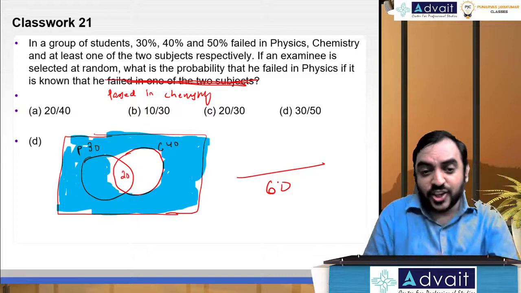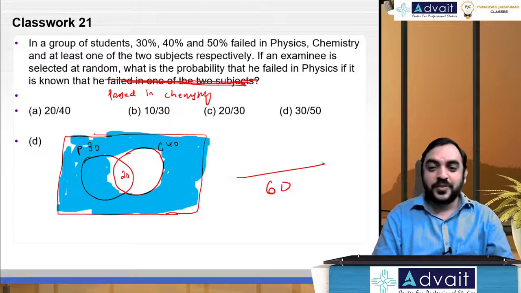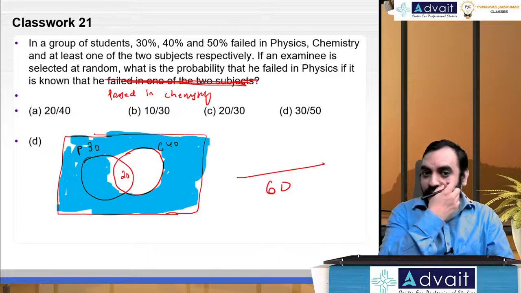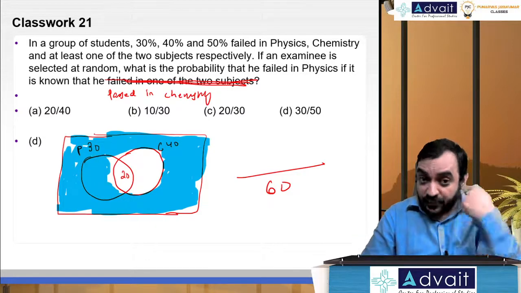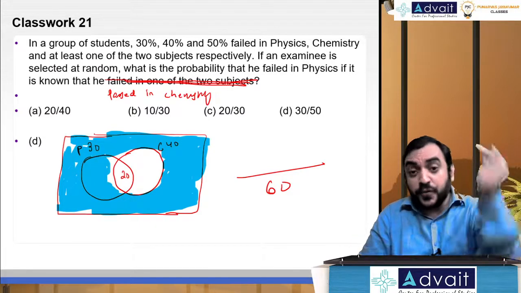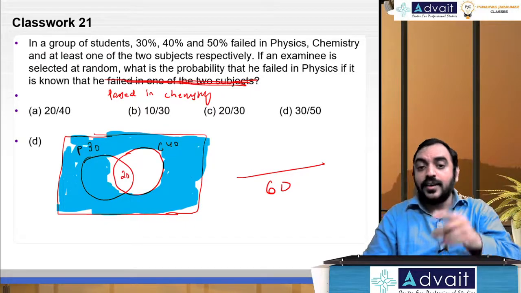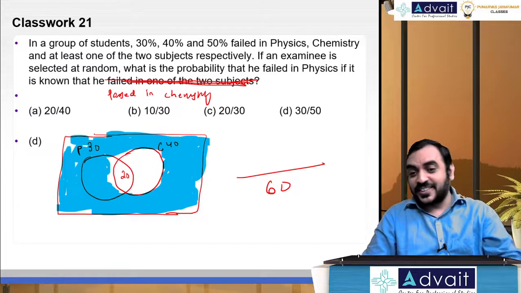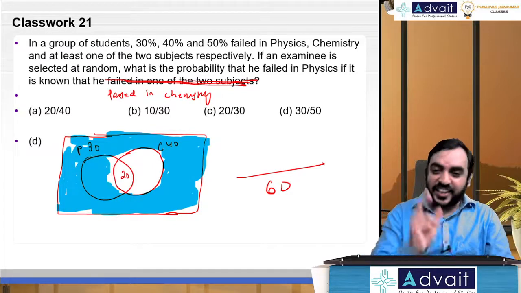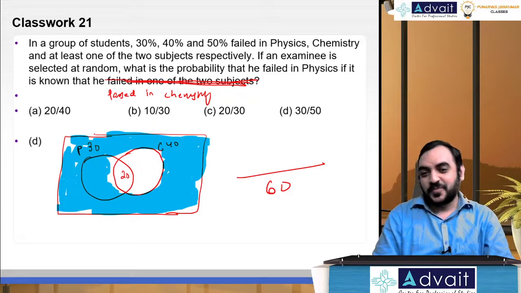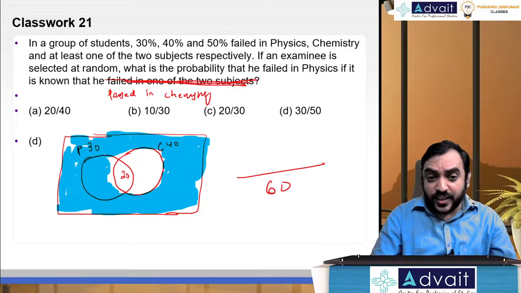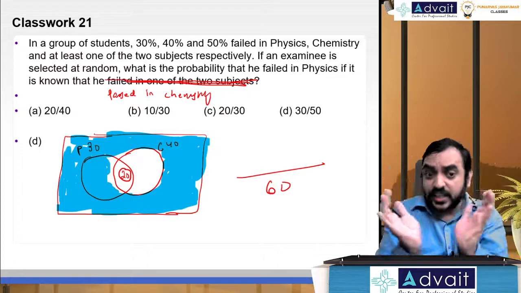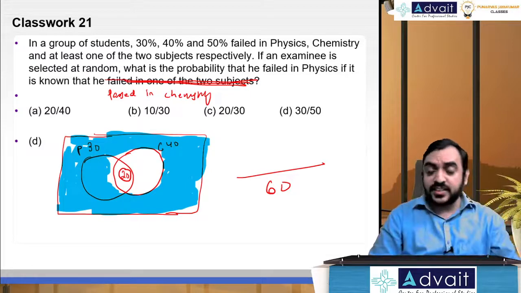Most of you have got it right. Numerator, I think most of you are not getting it. It is given that he passed in chemistry. Out of these 60 people, how many have failed in physics? Many people said 30. You are not right, because 30 includes 20 also, right? I don't want this C circle at all. It has to be outside the C circle.